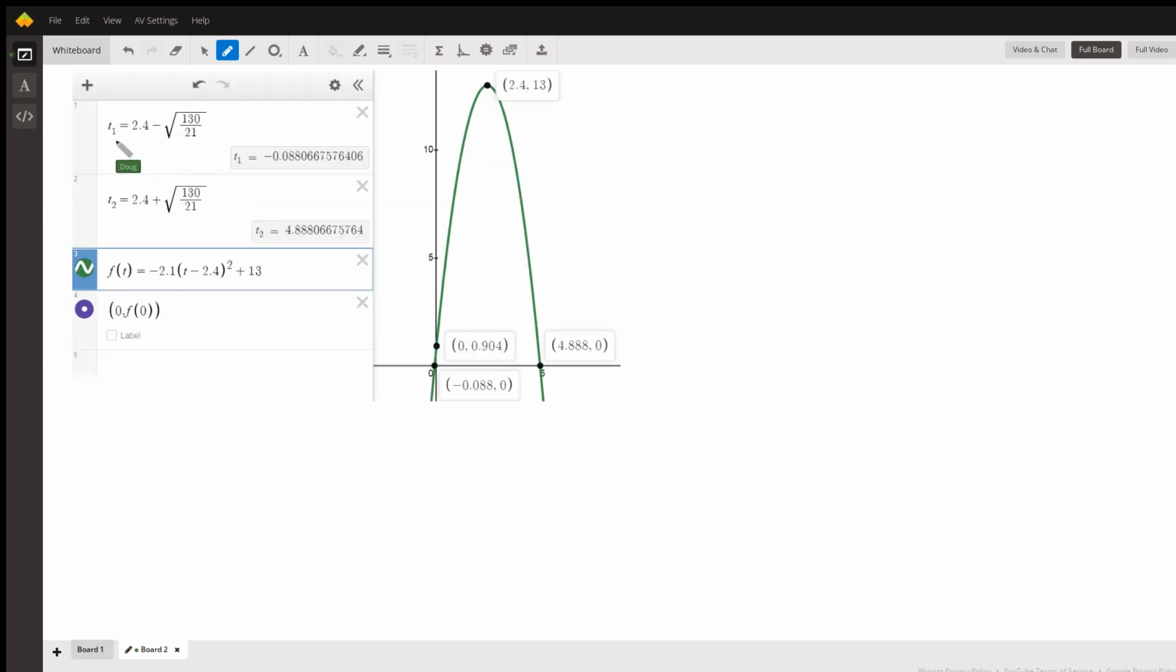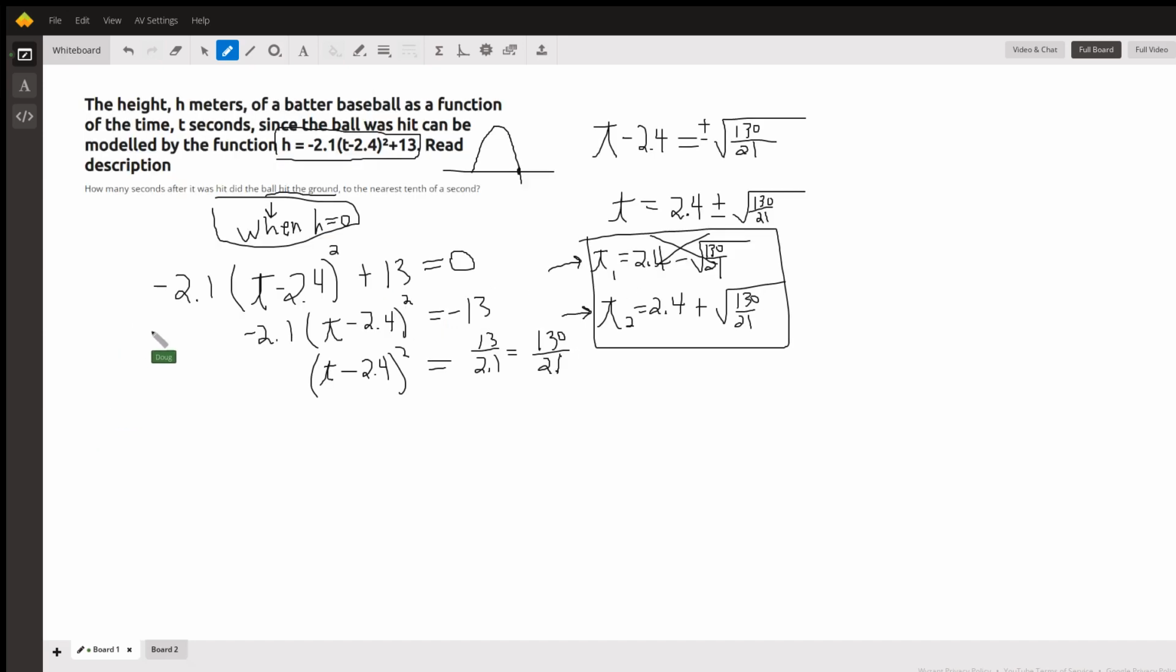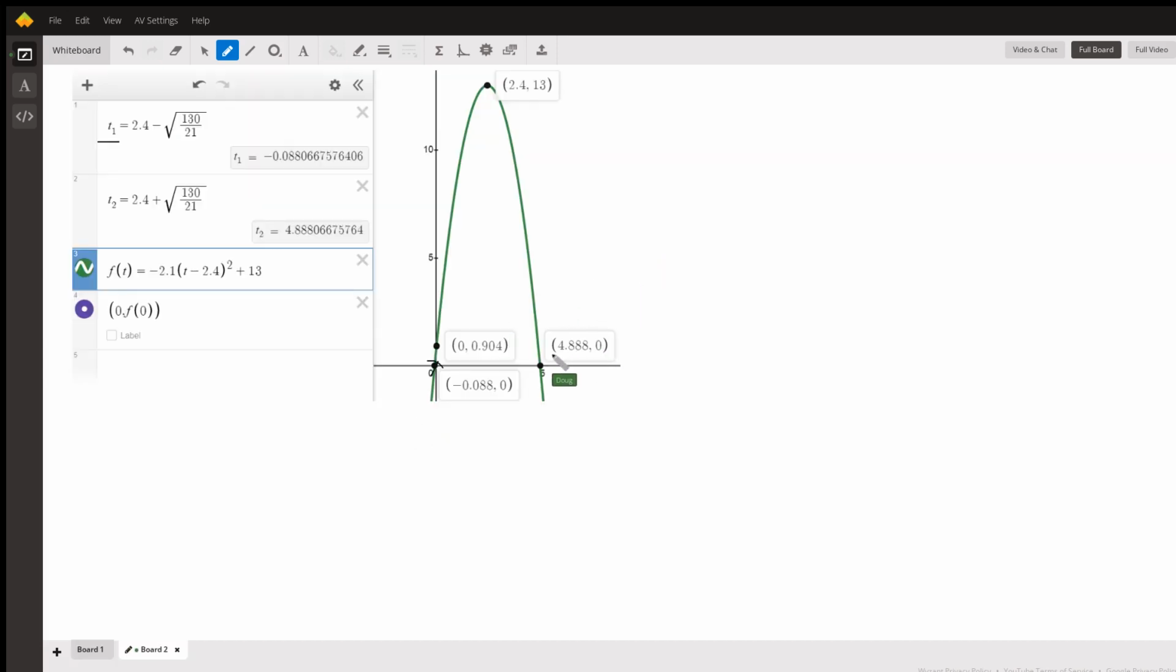Here's what we've got. The first time is negative 0.08 seconds. That's before the ball was hit. That's why we're rejecting this answer. The second time is 4.888 seconds, or I think the directions said to round to the nearest tenth of a second. So that would be 4.9. At 4.9 seconds, the baseball has hit the ground.